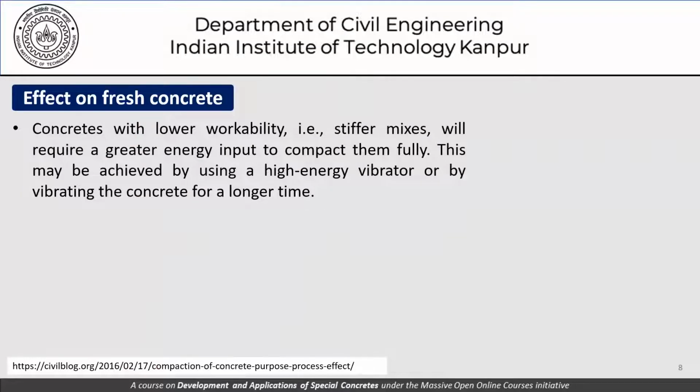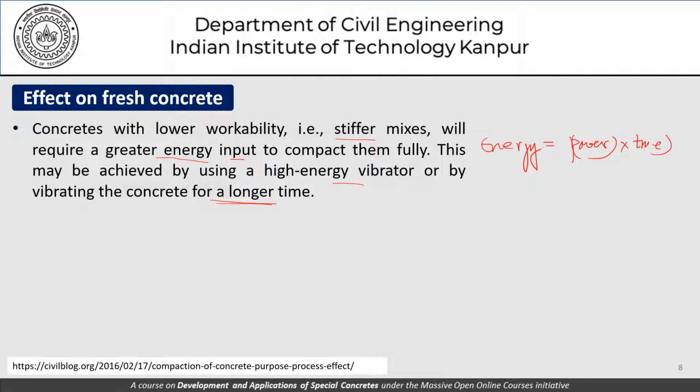Continuing with our discussion on the effect of vibration on the fresh concrete, concretes with lower workability, that is stiffer mixes, will require a greater energy input to compact them fully. This may be achieved by using a high energy vibrator or by vibrating the concrete for a longer time. So what we are essentially saying is the total amount of energy that is needed for compaction is a function of the power of the vibrator itself and the time that it is used.